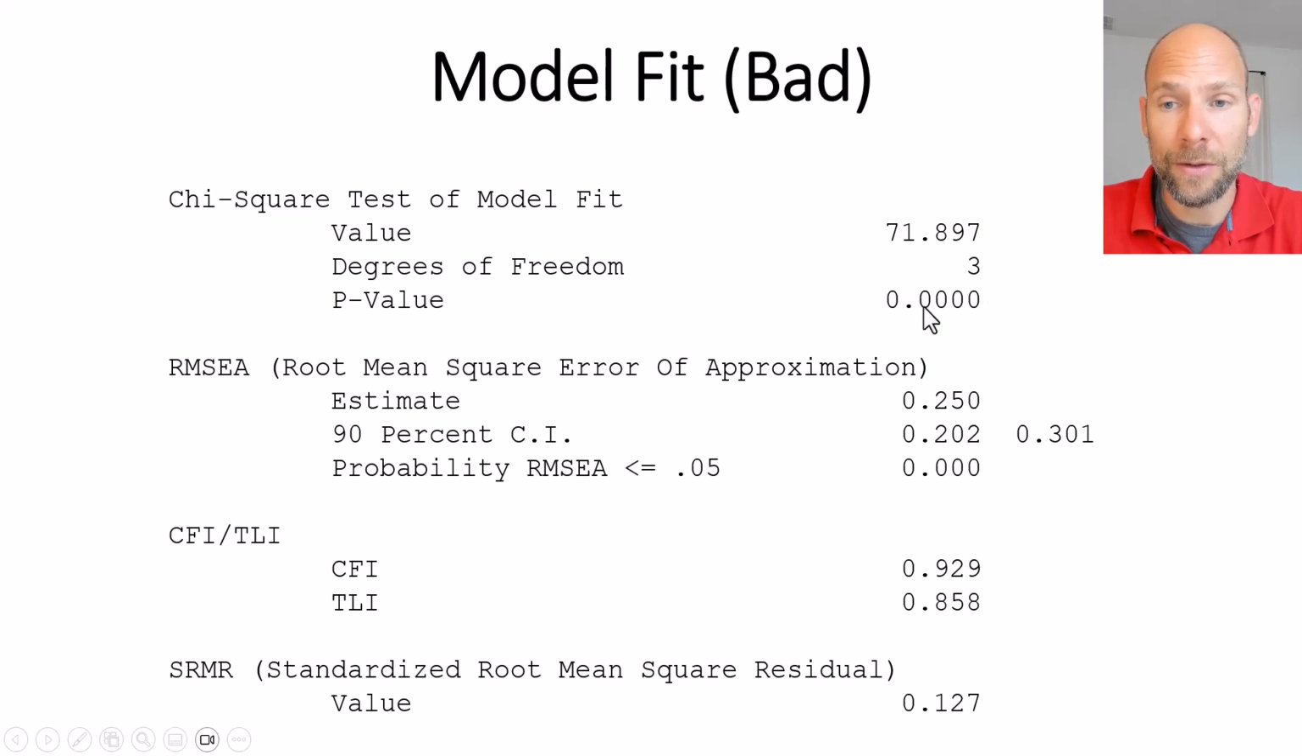The p-value is extremely small, meaning the model is rejected. So the null hypothesis that the model fits in the population can be rejected. That's totally showing already that this model is not what we want. The RMSEA is 0.25, which is also really bad. CFI, TLI are below 0.95. Remember, we would like to see them to be 0.95 or greater.